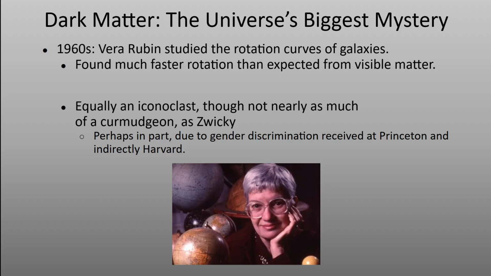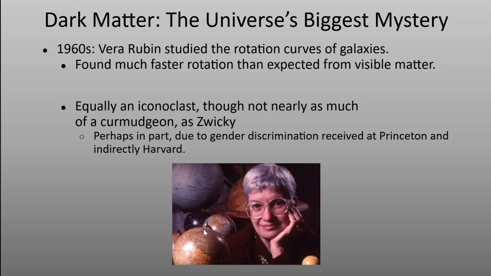It was a couple decades later before a fellow iconoclast who was not nearly as reviled, thankfully, although nevertheless, fortunately experienced gender discrimination at Princeton and to some extent at Harvard as well. So this is Vera Rubin. We now have the Vera C. Rubin Observatory named in her honor.